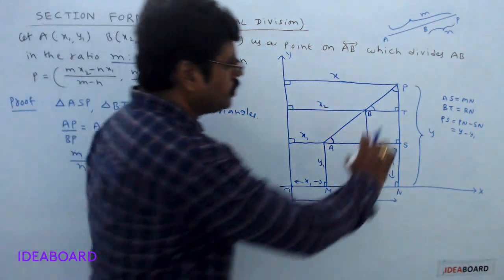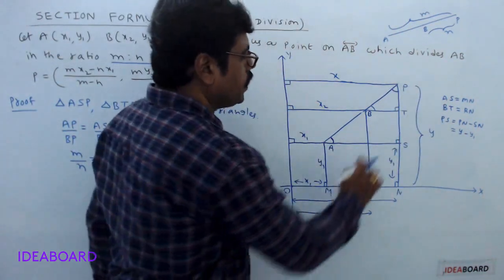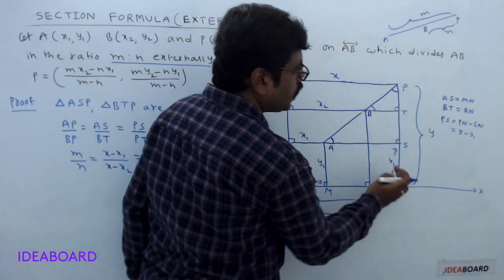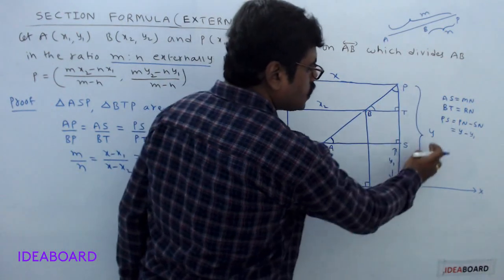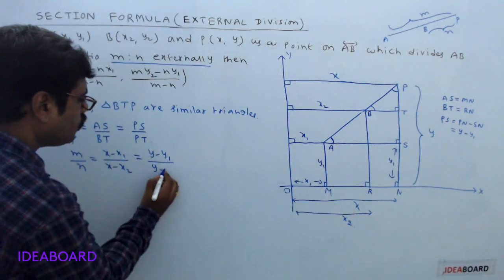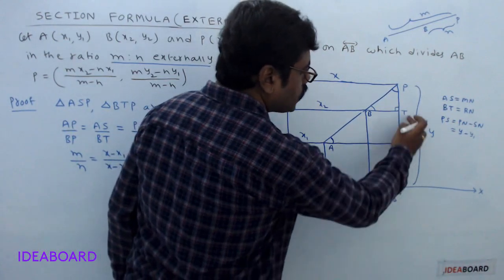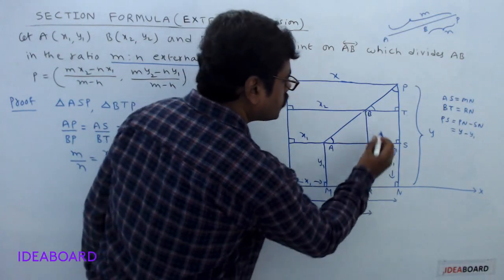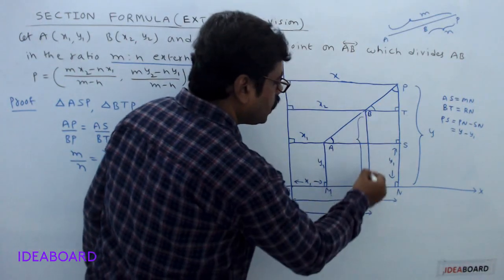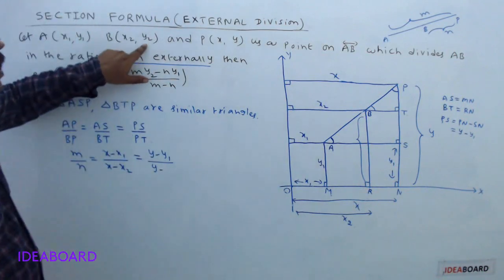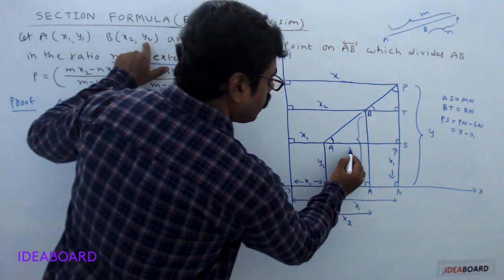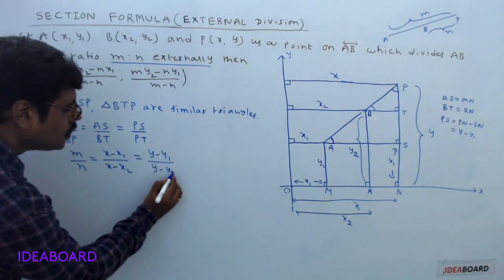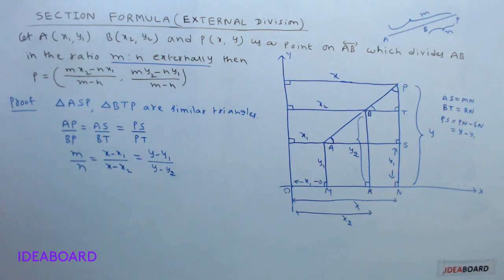What is the value of PT? So this small part will be required. So this PT can be expressed as PN minus TN. So PN value is y. So y minus TN. What is the value of TN? TN is same as BR. So BR is nothing but this complete length will be taken as y coordinate of B. Y coordinate of B is y2. So PT can be taken as y minus y2.